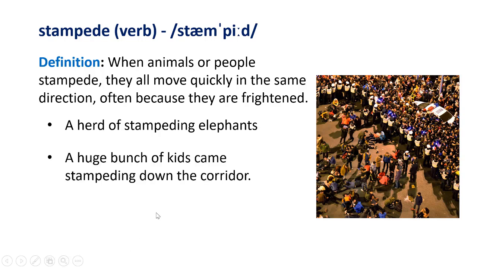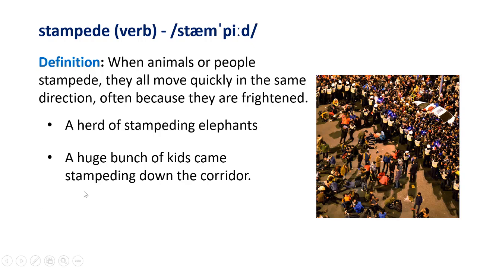And we have the second example of how we use the word stampede like this: A huge bunch of kids came stampeding down the corridor. Here I want to explain the meaning of the word corridor for you. Corridor, it is a long passage that leads from the doors to the rooms.